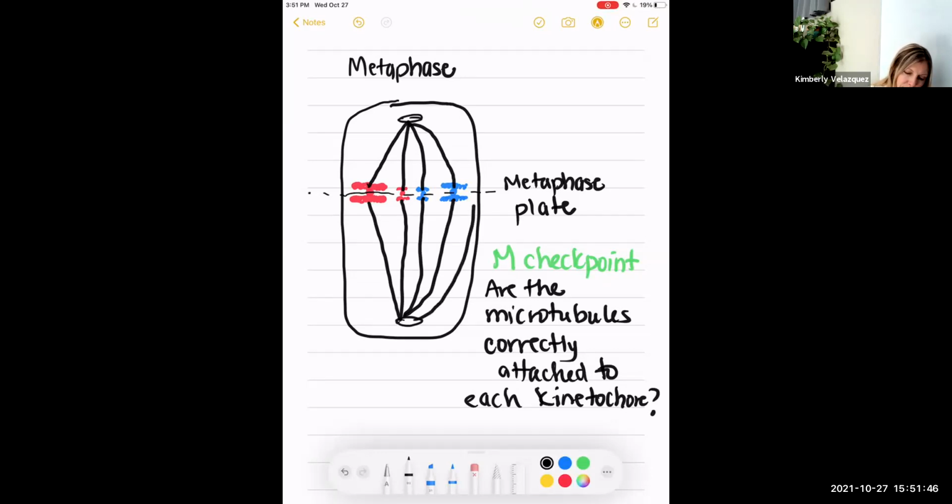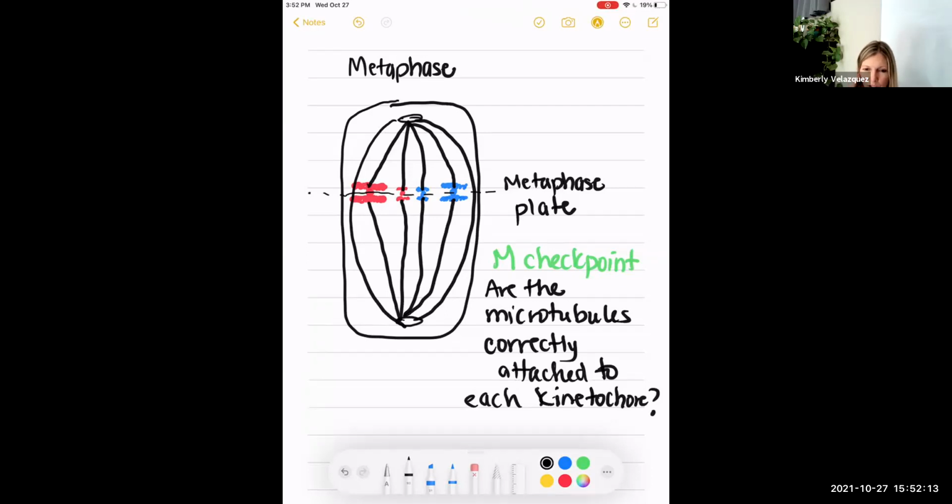And of course, then there are these non-kinetochore ones that are elongating the cell, because eventually we want to make two new cells. So it needs to keep elongating the cell. If everything checks out and everything is considered to be correctly attached, then the signal is given for those two sister chromatids to be pulled apart.